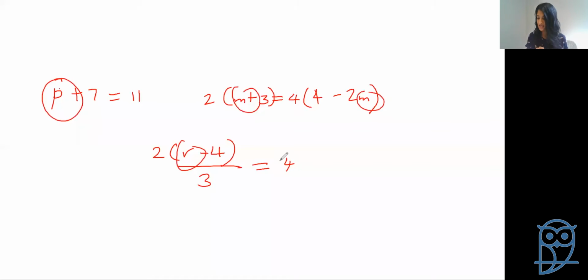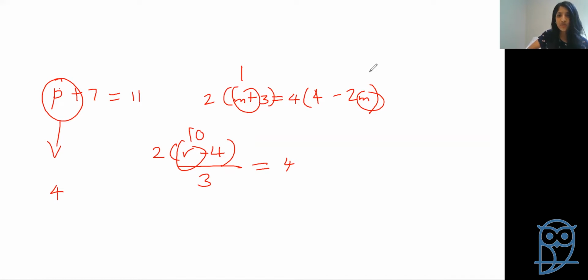So in each of these cases, there is only one solution. For example, p can only be 4, because we know 4 plus 7 is equal to 11. In this instance, m can only be 1. And in this bottom instance, r can only be 10. So each of these equations only had one solution. What happens where there is more than one unknown, more than one variable?